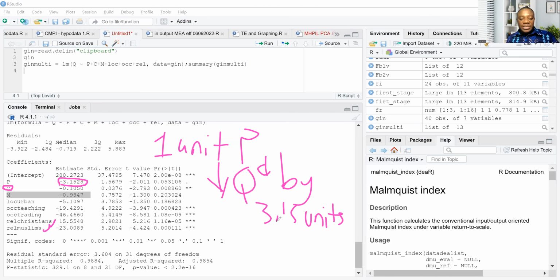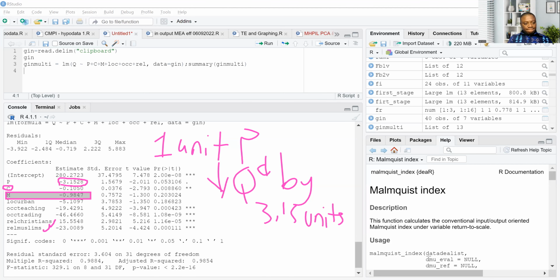Who can interpret the coefficient of income, M? Who will be bold to try to interpret the coefficient of income? Let me see. Mark, you want to try?